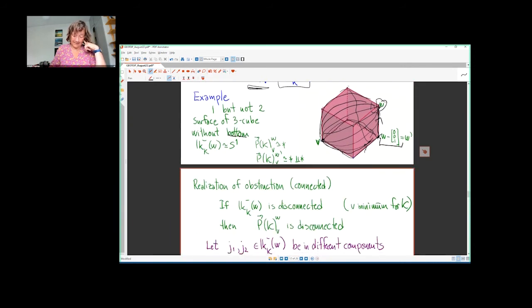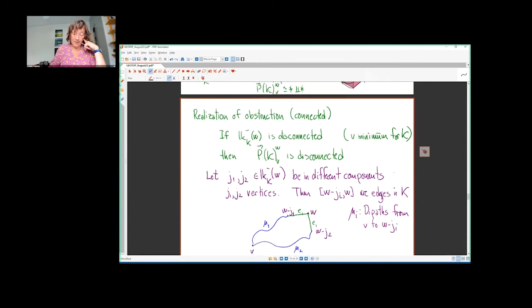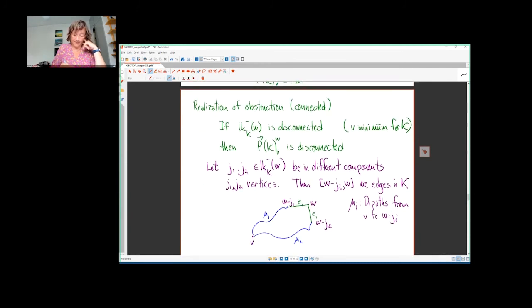But for connected, you actually get it realized always at the vertex. So say we have this path link that's disconnected, and I'm still in this setting with a minimum vertex. Then I claim the path space to that vertex is disconnected. And I'll show you a little bit of the proof because I like this proof.